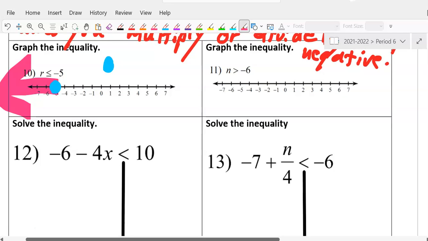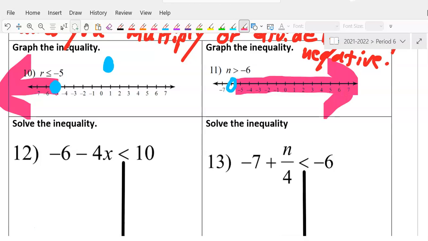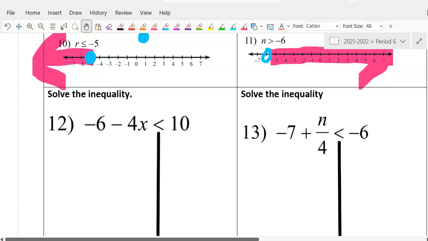All right, so how do we do number 11, sir? It doesn't have a plate, so it's an open circle. Open circle on -6. And it's pointing to the right. Yep. So it goes which way? To the right. Okay, good. Very good.